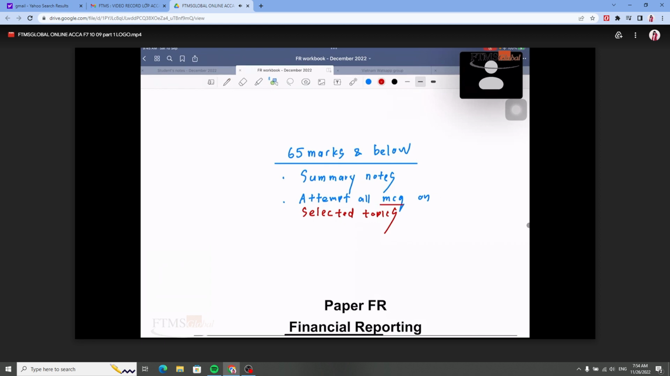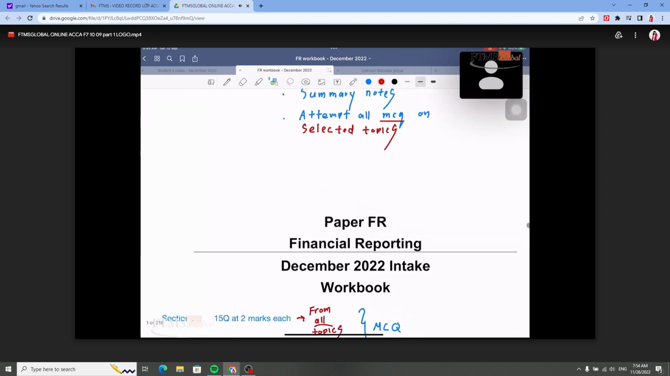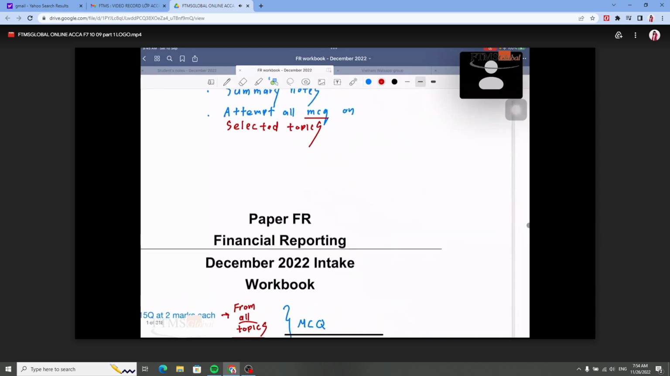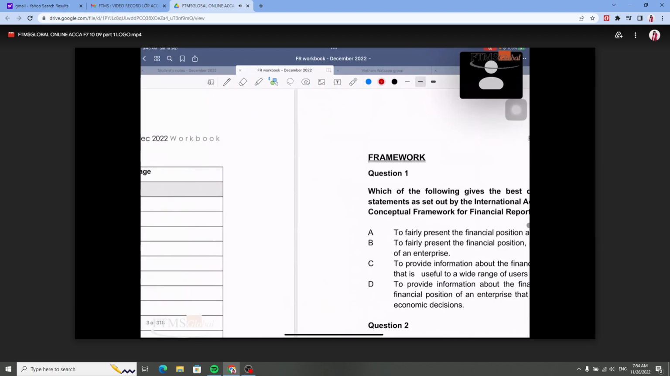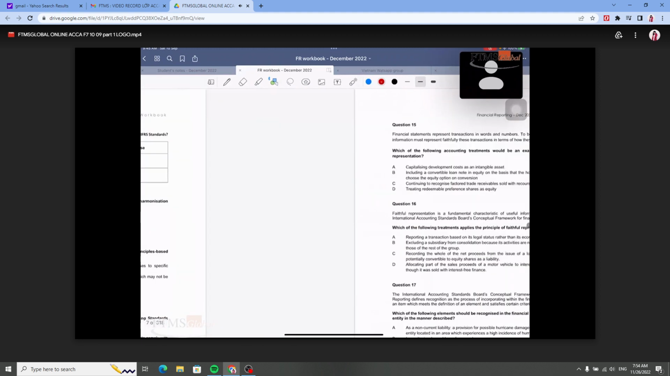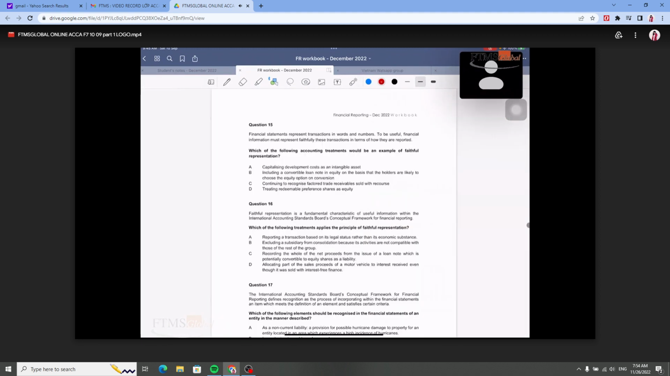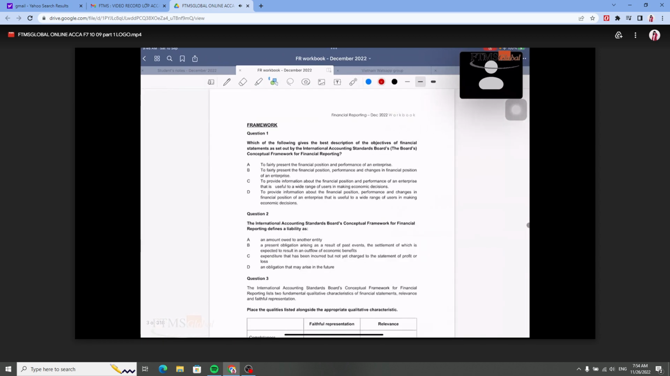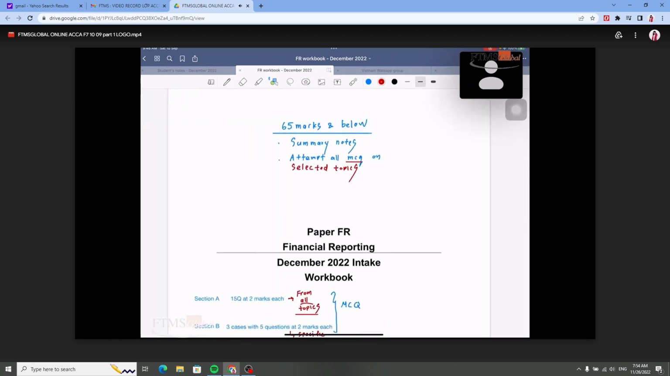So where do you get the MCQ? The MCQ is in your workbook, which is this attachment. So you see inside this workbook, you have a lot of MCQ, all these are MCQ. Remember, I only asked you to do the MCQ. I never asked you to do other things, just MCQ. And not all MCQ. I only ask you to do MCQ on selected topics.